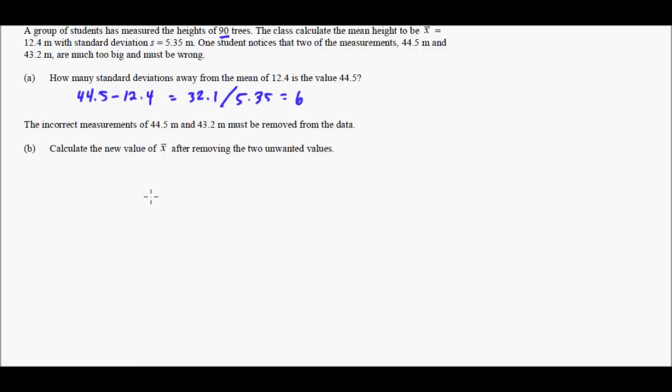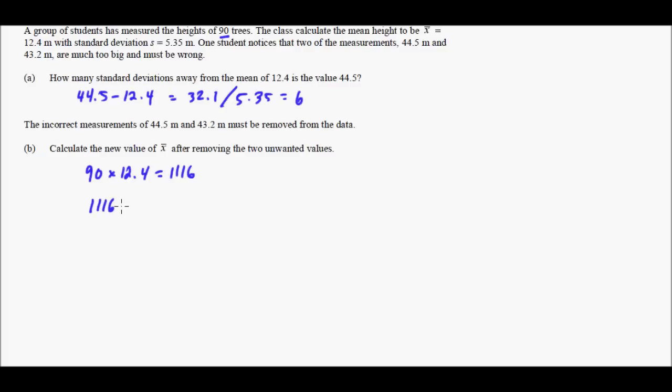It says the incorrect measurements of 44.5 and 43.2 must be removed from the data. Calculate the new value of the mean after removing the two incorrect values. Okay, so this is where you need to show an understanding of what the mean is. Now, originally we had 90 trees, and the mean was 12.4. So if we do 90 times 12.4, you get 1,116.